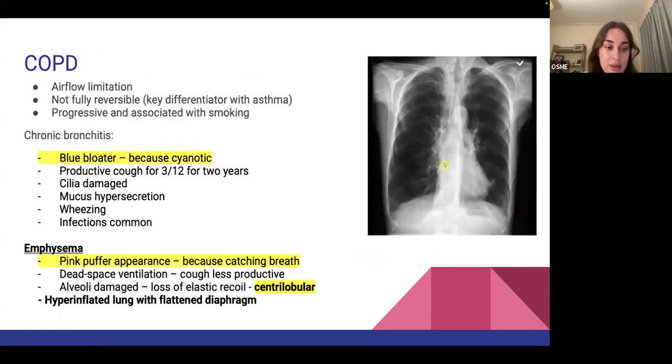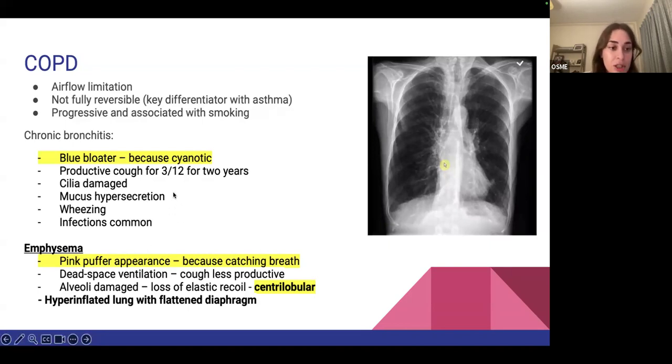So COPD, this is kind of the bread and butter of respiratory and lab med. It's an airflow limitation and it's an irreversible form of airway obstruction compared to asthma. So in clinic, when you're on placement, you'll see that they'll do tests with inhalers and see that the airway obstruction and the limitation is not changed once an inhaler is given, it still persists.